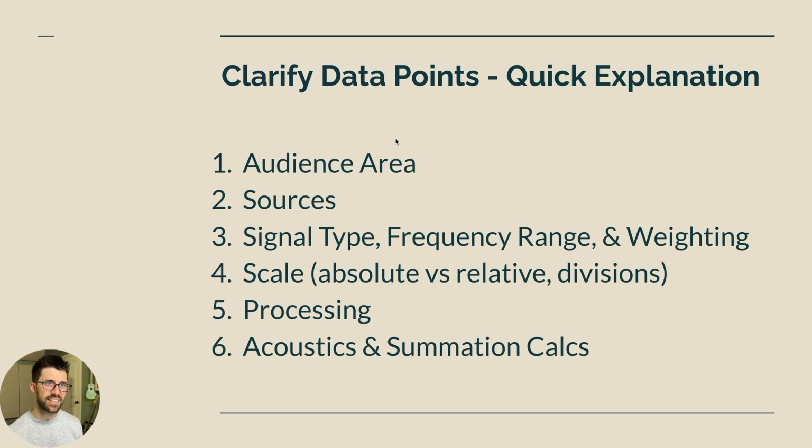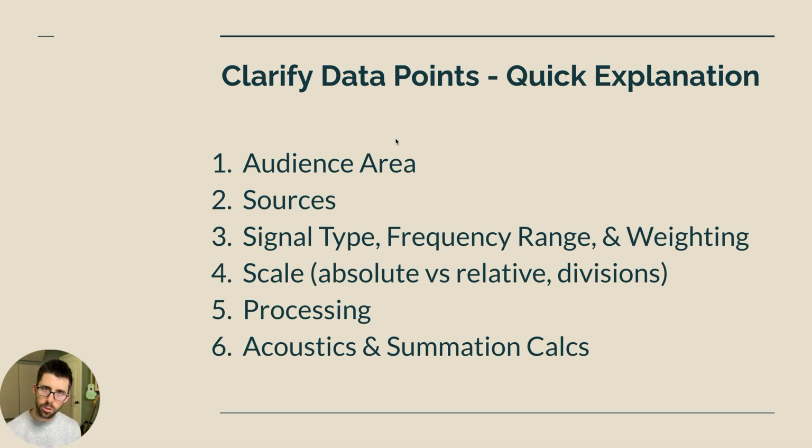Number 3, the signal type, frequency range, and weighting. I tried to break these up, but it really makes sense to have them all together. But if we're measuring a system, what are we sending through it? What frequency range are we paying attention to? And what weighting, maybe A weighting, Z weighting, C weighting, across the spectrum are we using to look at the data?